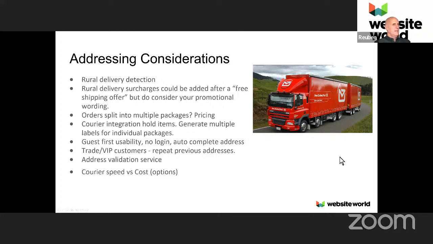And addressing considerations. We want to have rural delivery detection. So places like Waiheke, for example, are in Auckland, but they're a rural delivery location. So therefore it's going to cost you more to deliver. If you're selling low price goods, then that delivery cost is going to be really impacting on you. If you're selling fudge, chocolate, that sort of thing. If you're selling larger items, maybe you might be able to cover that cost on average.